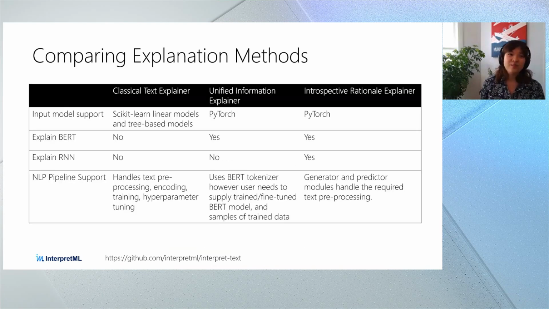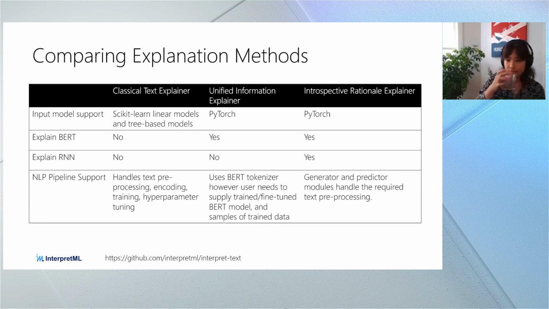So now that we've gotten through a brief overview of the three explainers, I'd like to take a moment to look over this table, which is also in our repo README, and walk you through the different scenarios in which you would be using these explainers. So we recommend using the classical text explainer when using a more classical ML approach to NLP. And if you don't want to deal with the NLP pipeline, we offer that for you as well. However, when needing to understand a neural network at a layer-wise level, we highly recommend the Unified Information Explainer. And then if, let's say, you have an RNN or a combination of BERT and RNN, we recommend using the Introspective Rationale Explainer.